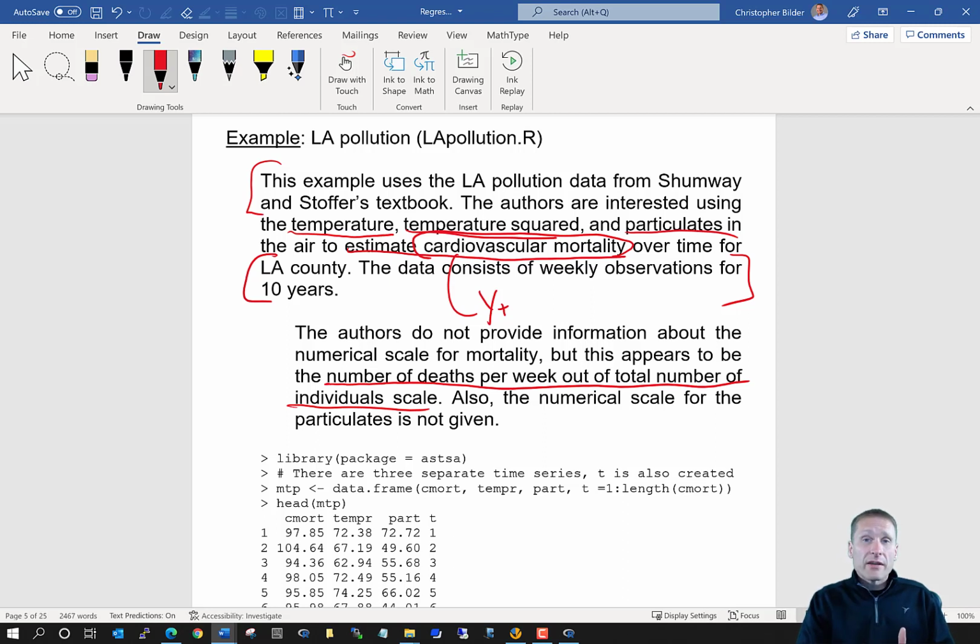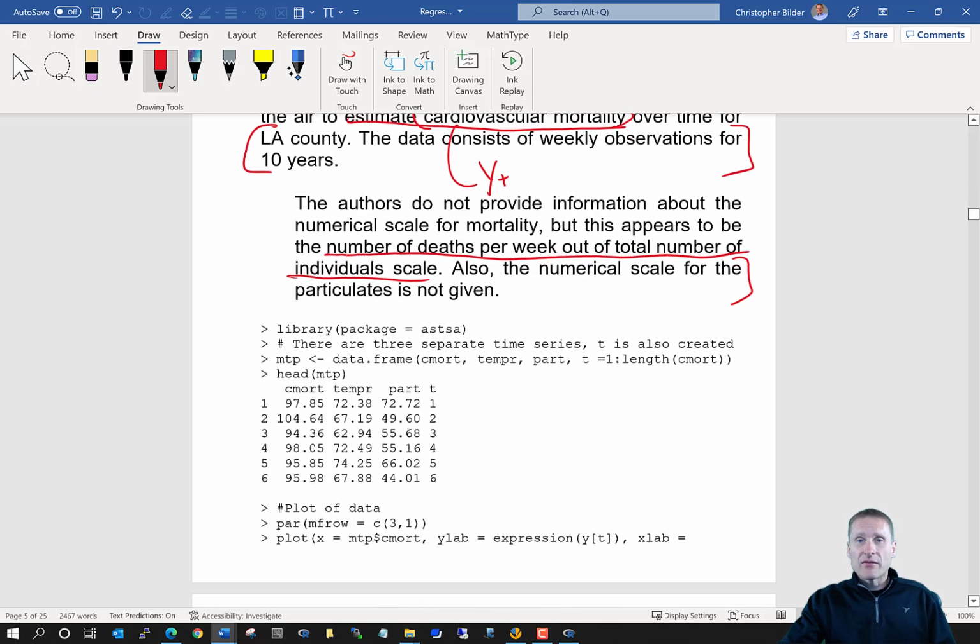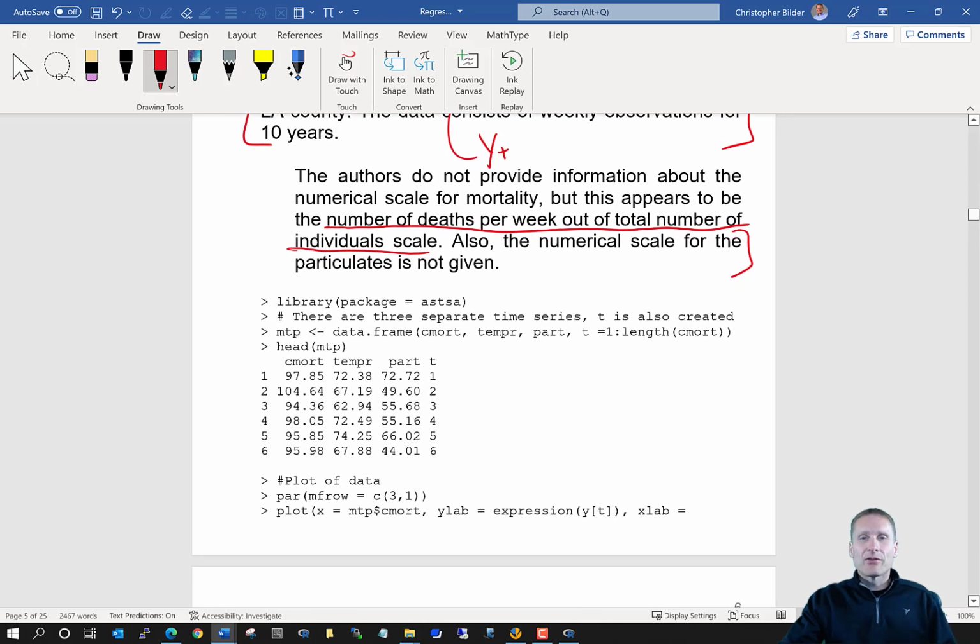Maybe it's a per 1 million scale. The details are not there. But I bring this up because how do you get a 0.84 of a death or 0.5 of a death? So that's why I think it's put on a numerical scale like that. Also, the numerical scale for the number of particulates is not given too. I think it's just safe to say the larger the number is, the worse it is in terms of air pollution.